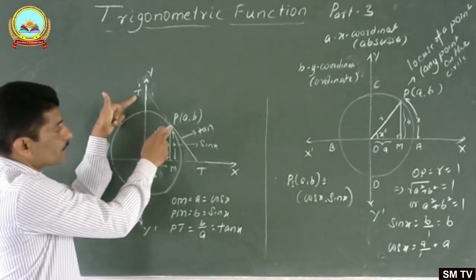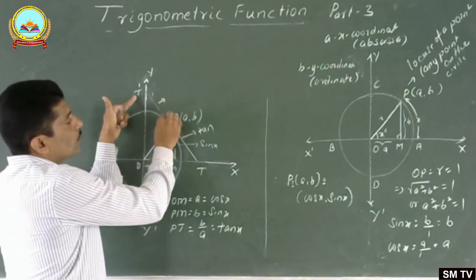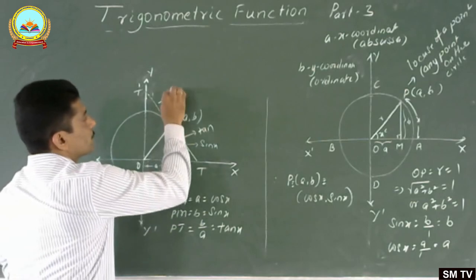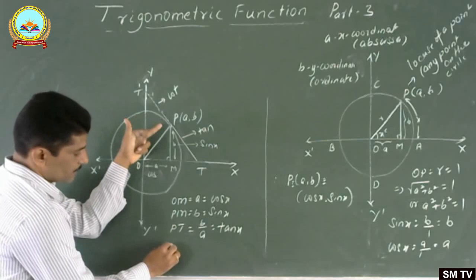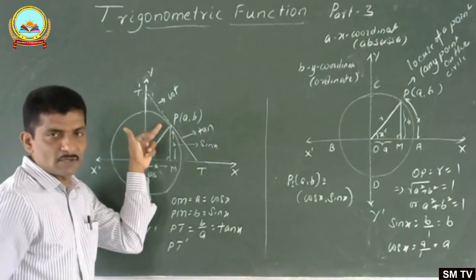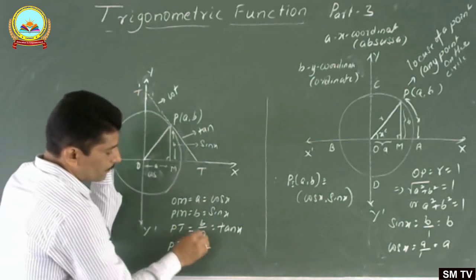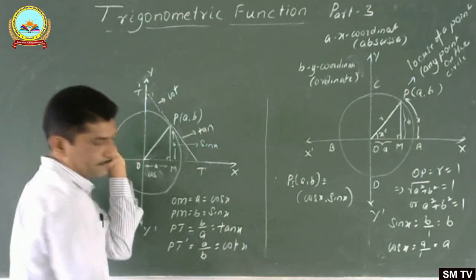And PT dash is also a tangent, and this tangent is said to be the cotangent. This PT dash is called the cot. What is PT dash? In terms of a and b, it is exactly the ratio a divided by b. This value is cot x.